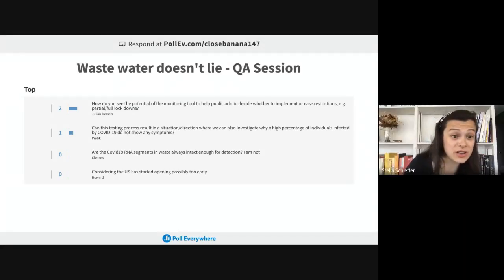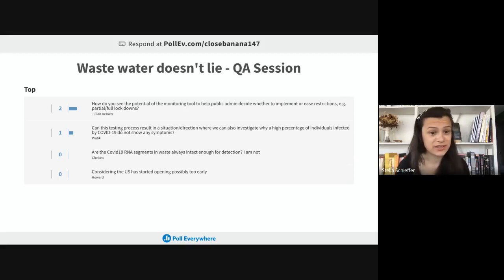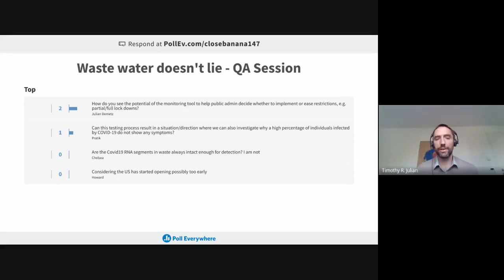How do you see the potential of the monitoring tool to help public administration decide whether to implement or ease restrictions, e.g. partial or full lockdown? Yeah, I think that's a really great question. I think there's potential, once this is up and running, to be able to show trends in the data in a similar way that we can show trends in the clinical case data. So to see a leveling off, maybe a little bit earlier than we saw with the clinical cases, and maybe even to see a decline in concentrations or to see that rebound effect. There's potential for that, but that's all work that needs to be done.